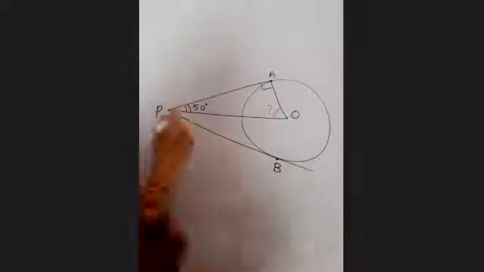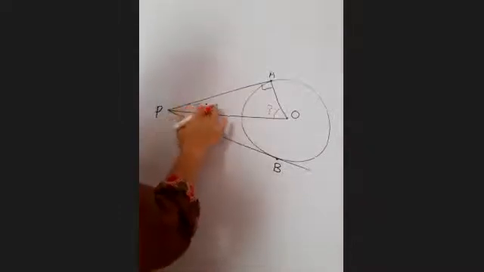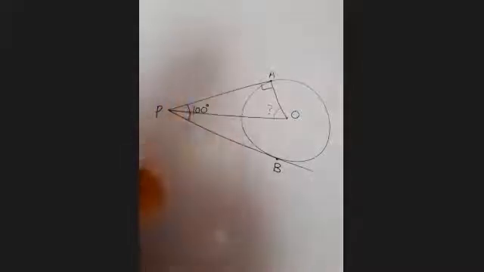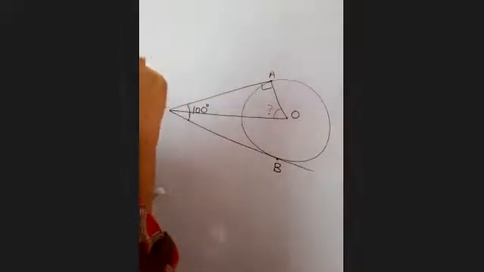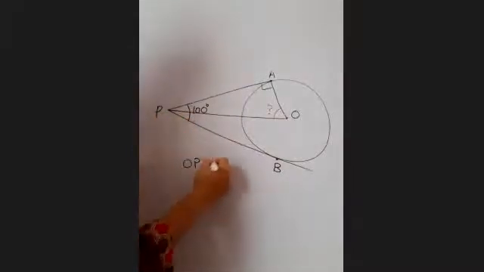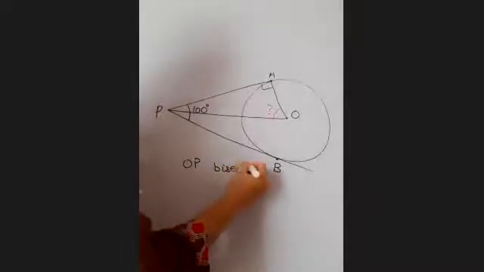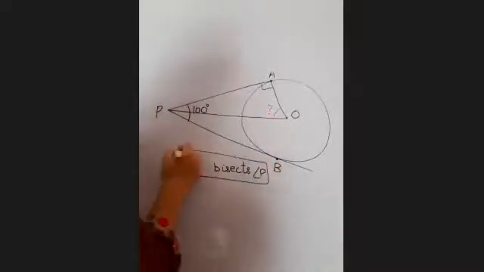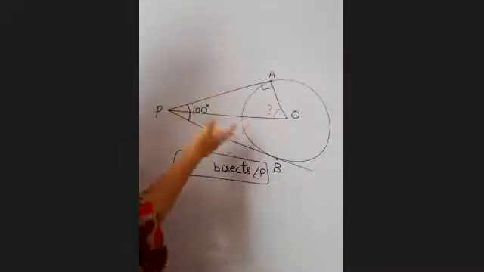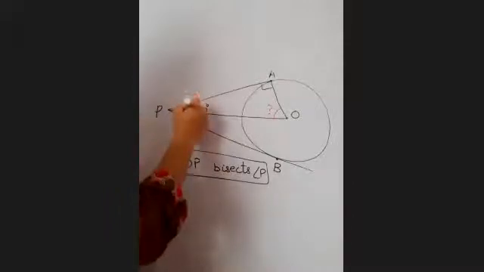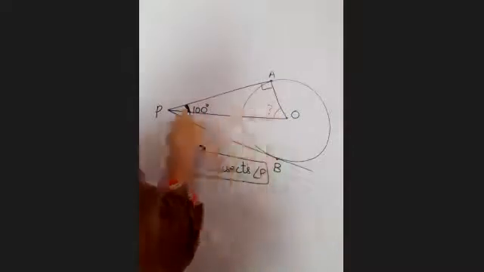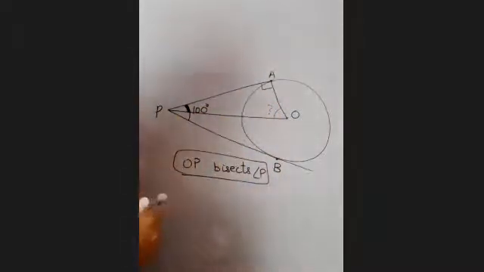Now, instead of this giving as 50, if I say this total angle P is 100 degree, then also can we do this? Yes, ma'am. We know that OP bisects angle P. You remember we have done this theorem? Yes, ma'am. So it will be half of 100, which means 50 degree. And again the same question can be done.